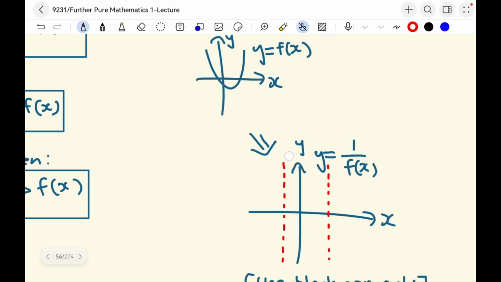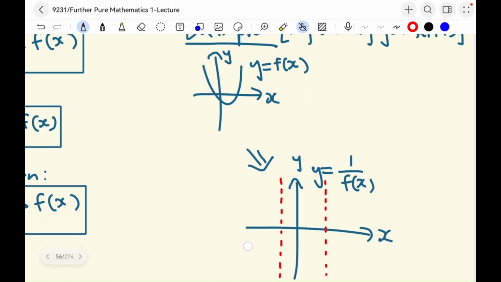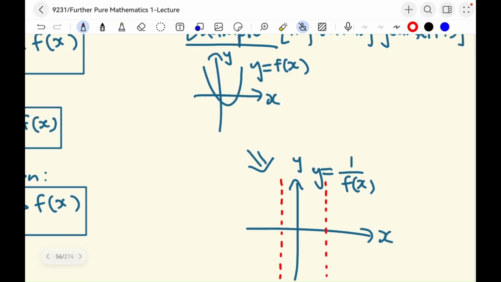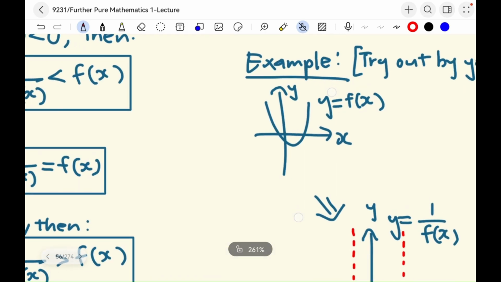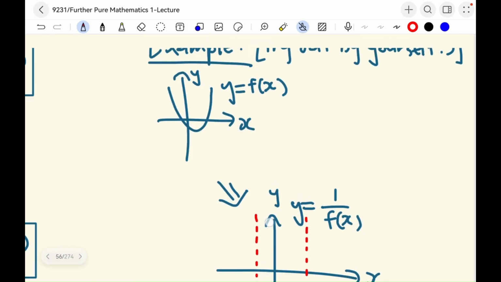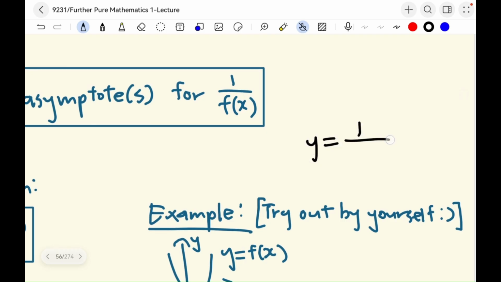And what's next? So you must think about what is the horizontal asymptote over here. You must check and see. Let me think about it. y equals 1 over f(x). So what is the horizontal asymptote over here?